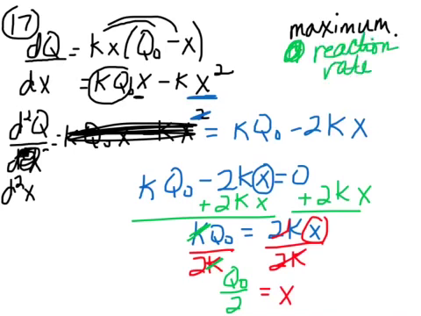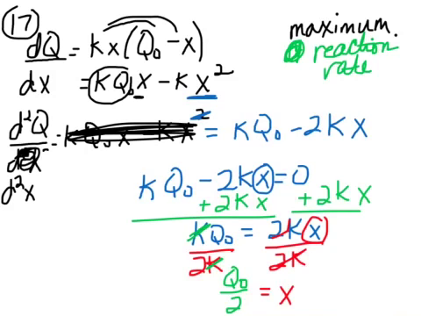So basically what this is saying is whatever the original amount of my substance that I was doing this chemical reaction with in this little experiment, if I split it in half, that's going to be my maximum. Because that just means Q naught was the original amount divided by 2. That just means split it in half and you'll have your maximum reaction rate there.